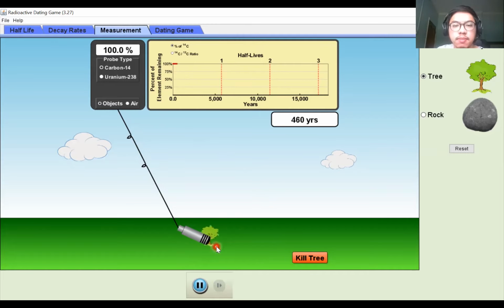So that's the tree. It's still living, and then it died. Take a look at this graph here. Once it died, the amount of carbon-14 will slowly decrease as time passes. So now we're at 4,000 years already.